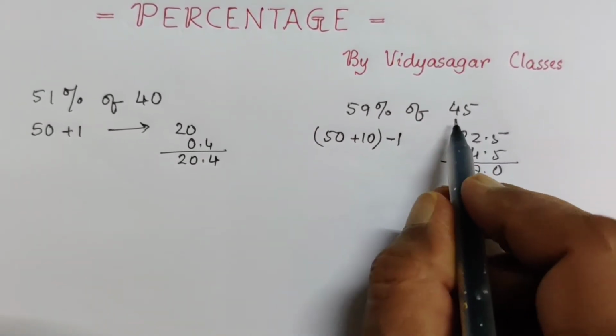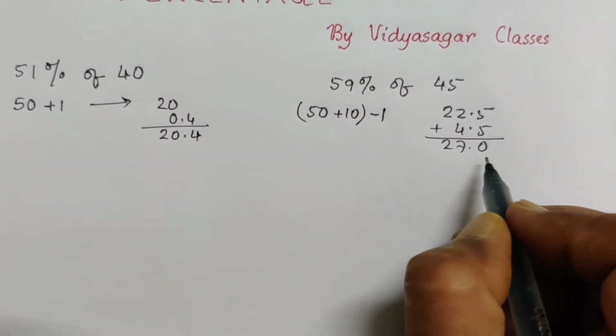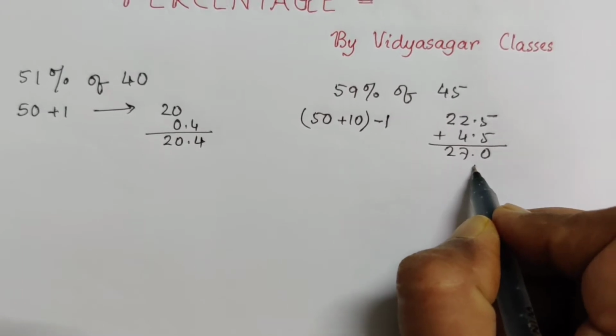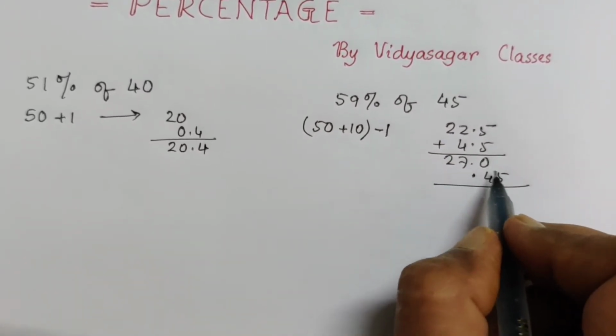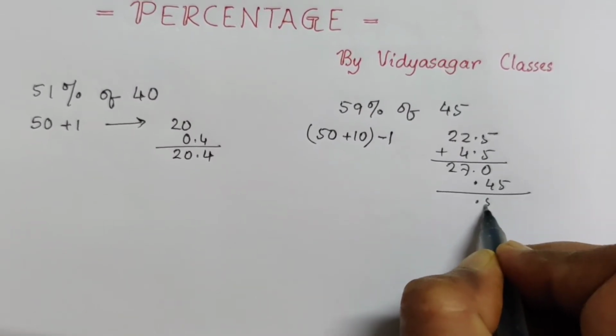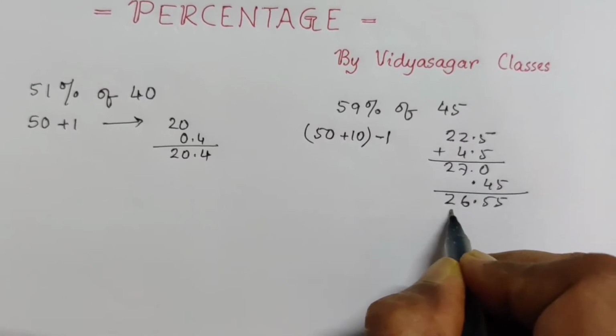Now minus 1%. 1% of 45 means 0.45. So 27 minus 0.45 is equal to 26.55. So this is the answer.